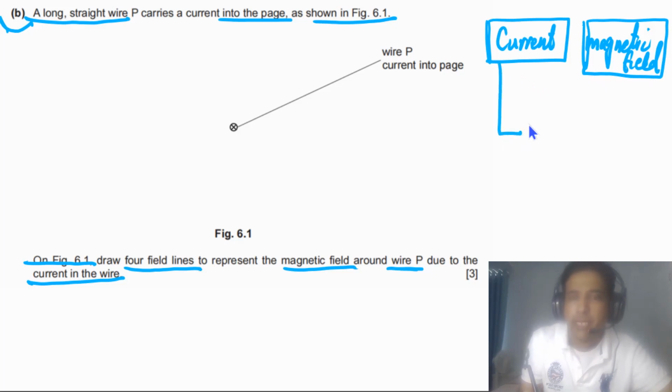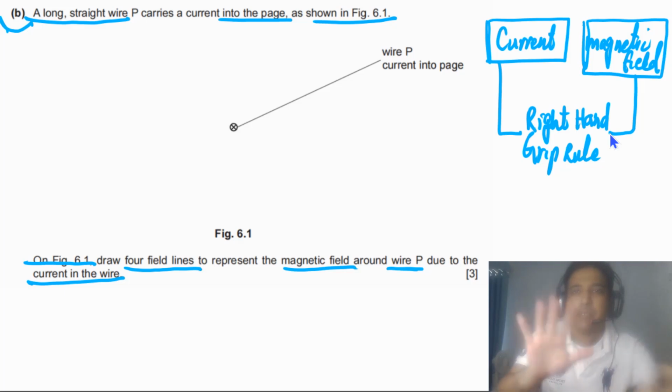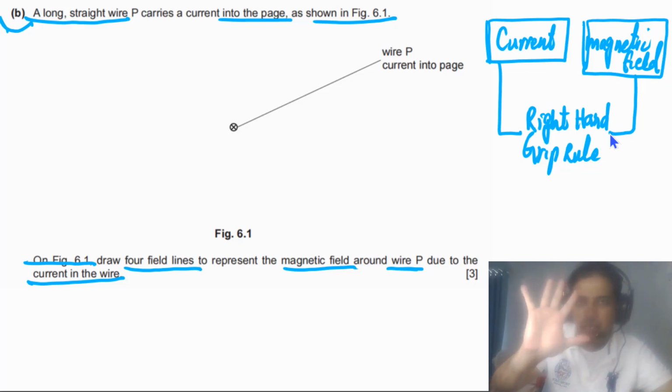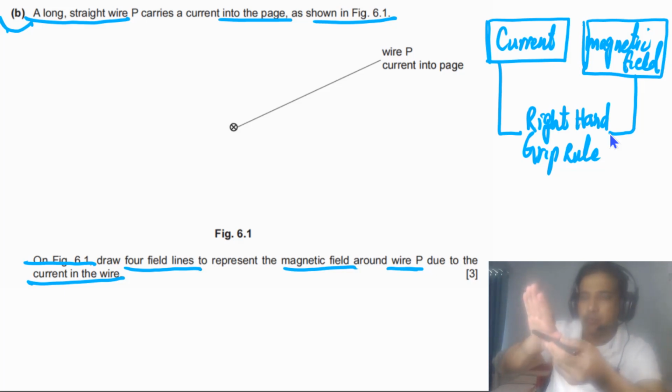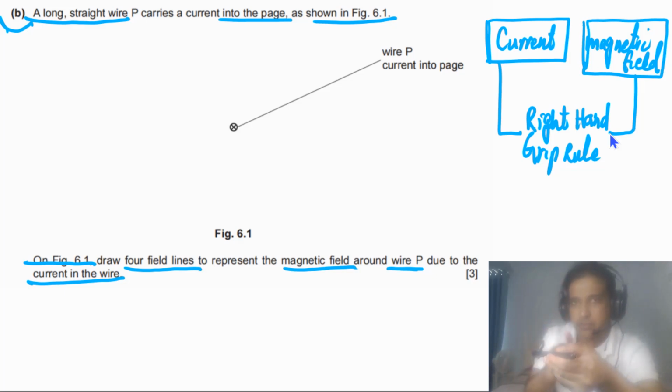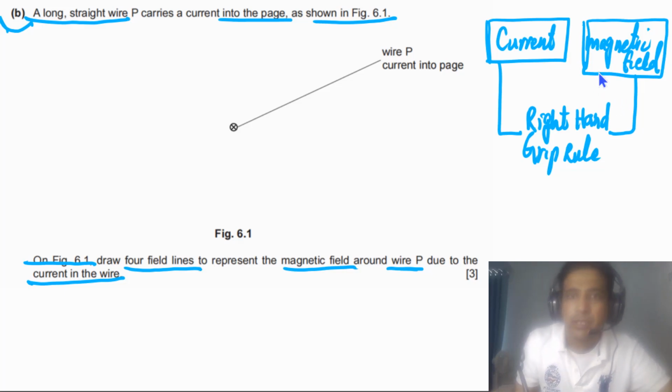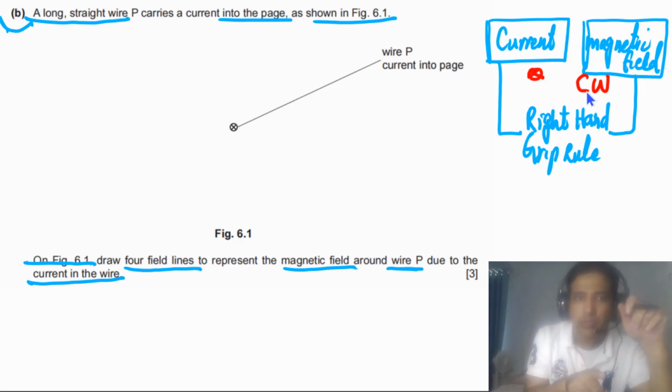For that purpose we have to use the right hand grip rule. So this is my right hand, you can see current in this case is into the page. So like this, current is into the page, so the magnetic field is clockwise. So I can write down here the magnetic field is clockwise, since current is into the page. So you have to draw lines clockwise.